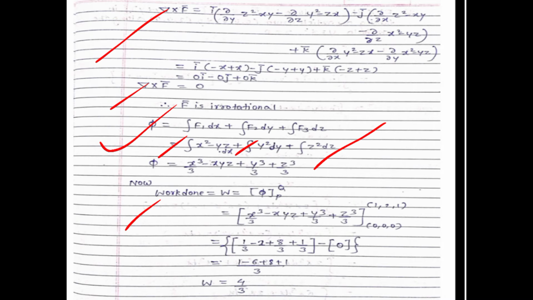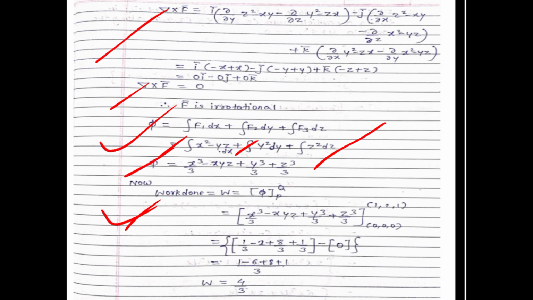Okay, and here the terms are free from xy. So after putting the values and calculating the integration, we will get phi is equal to x cube by 3 minus xyz plus y cube by 3 plus z cube by 3. Now finally we have to find the work done.